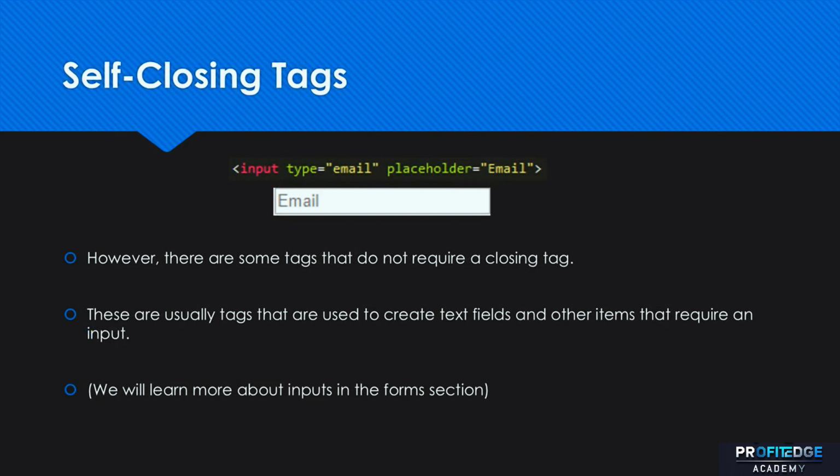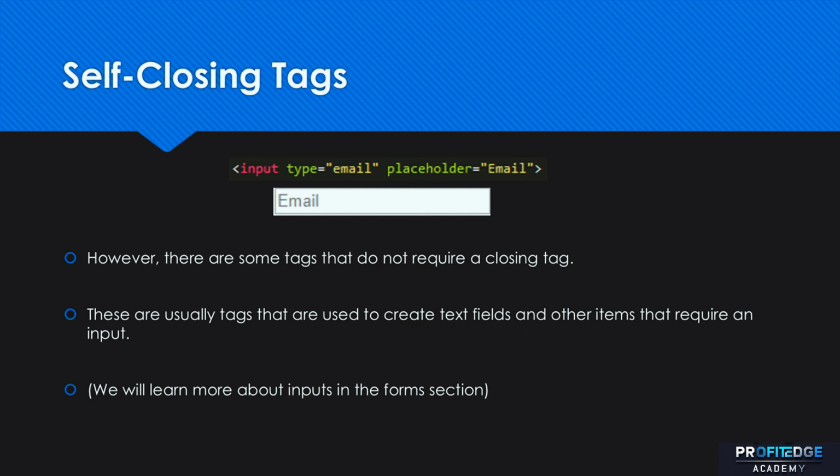So there is actually another kind of tag that doesn't require a closing tag. This is called a self-closing tag. This is usually used to create things that require an input, so text fields, etc., things like that. Now, here in the example above, you don't really have to know what this does, but this creates an email form, the place where you can input your email. We'll get more into, again, forms in the form section.